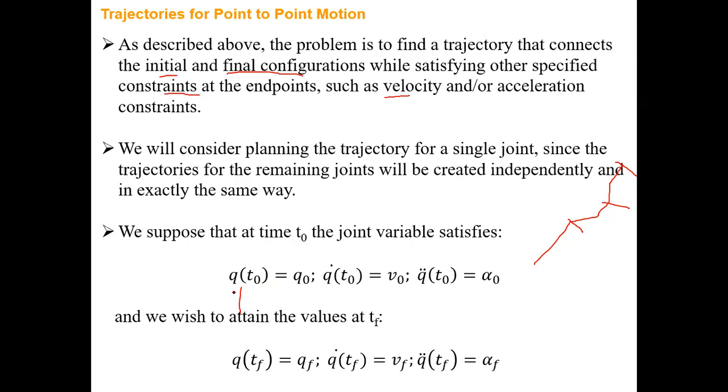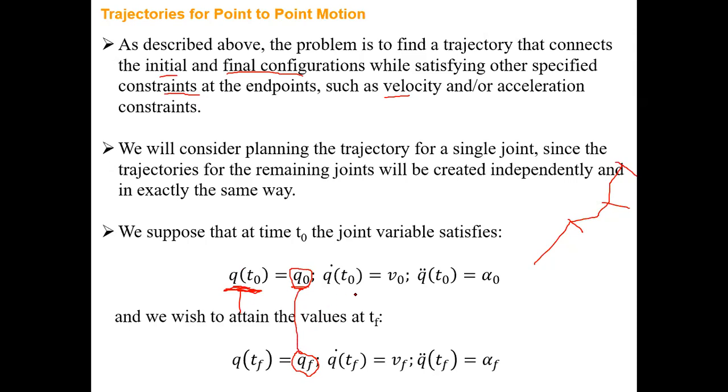So what are the constraints we will be considering in this class? At this level, we'll just be considering constraints in the position. When I say position, it could be Cartesian, it could be angle. In this case, the initial position is Q0, and my robot has to go from Q0 to QF. That's constraint 1 and constraint 2: my robot has to go from position Q0 to QF.